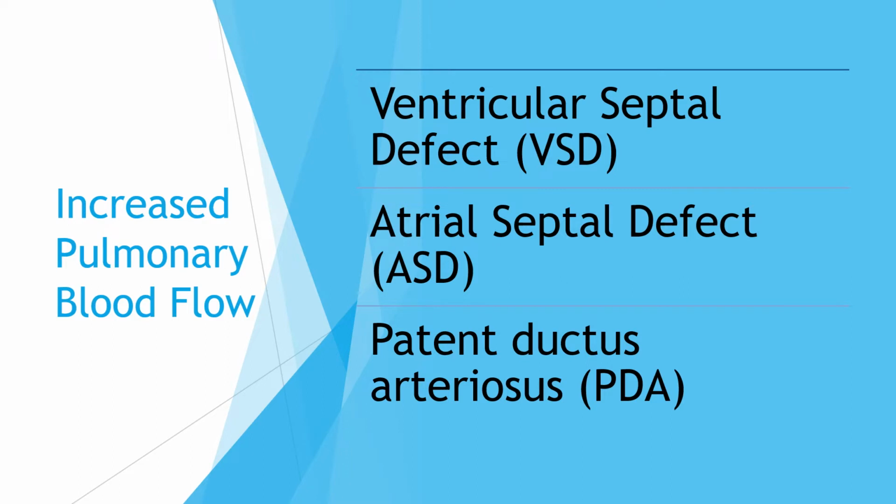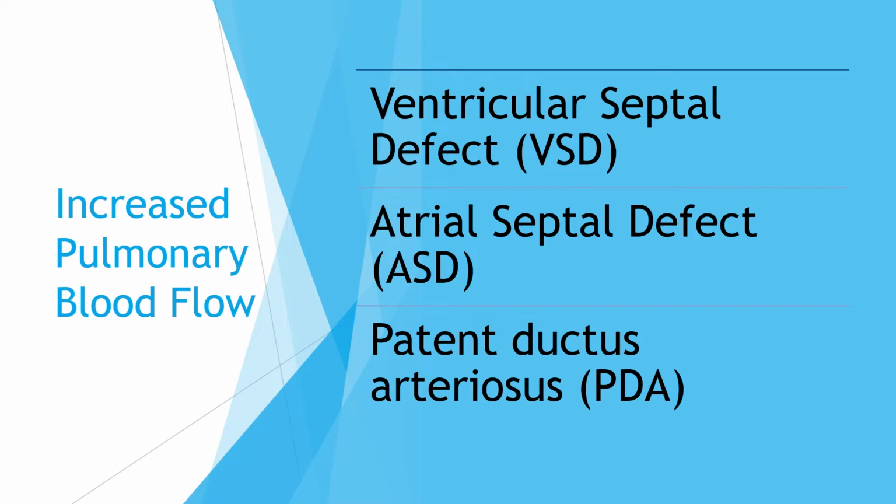So this results in blood shunting from the left to the right and an increase in blood volume on the right side of the heart, which results in increased pulmonary blood flow, because the right side of my heart is the portion that pumps blood to my lungs. So if I have an increase in volume, clearly I have an increase in blood flow to my lungs. So what does this look like? The 3 most common defects are ventricular septal defect, atrial septal defect, and the patent ductus arteriosus.